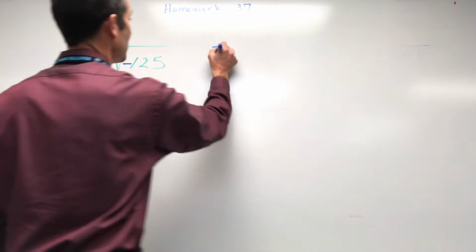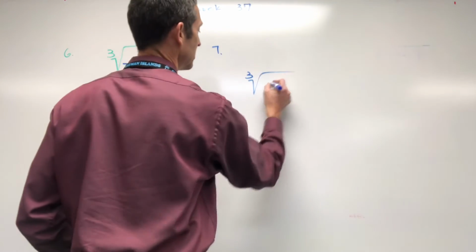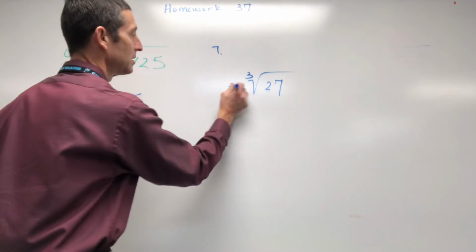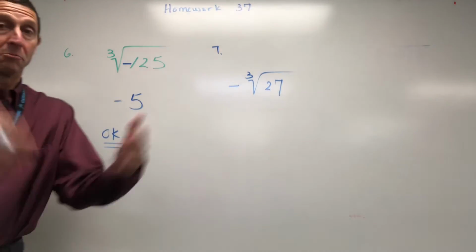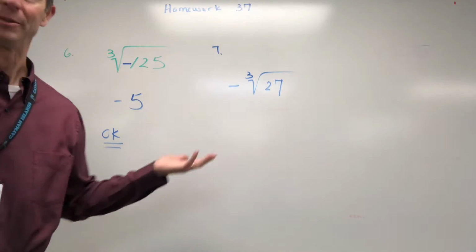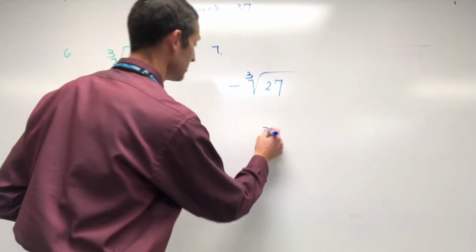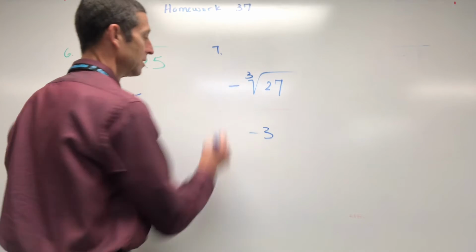You can have it out in front and you're okay, like cube root of 27. Let's put the negative out front this time. Negative out front, no problem, just means my answer is going to be negative. Cube root of 27, that's 3. Bring down the negative, negative 3.